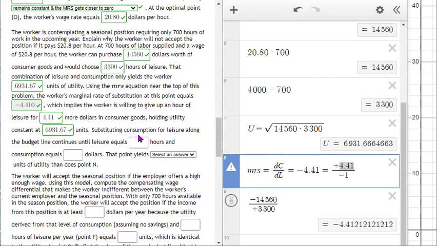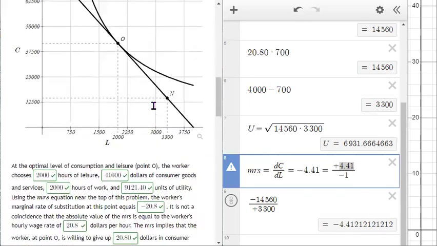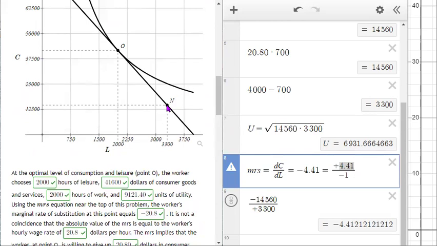Okay, substituting consumption for leisure along the budget line continues until leisure equals what? In order to maximize utility, here utility is low. So what we do is we give up leisure until we get to point O here, right? And then at point O, our utility is maximized.